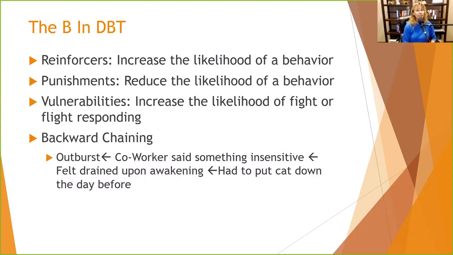Backward chaining is one tool we use in order to help people identify the reinforcers and vulnerabilities that lead up to some of their dysregulation. So the way I have my clients do it is I have them start out with what happened. Had an outburst. Okay. So what caused the outburst? Coworker said something insensitive. All right, would that normally get you that upset? No. Okay, so what happened before that? Well, when I woke up this morning, I felt really, really drained, and I was already exhausted. I didn't want to go to work, so I was kind of in a funk.